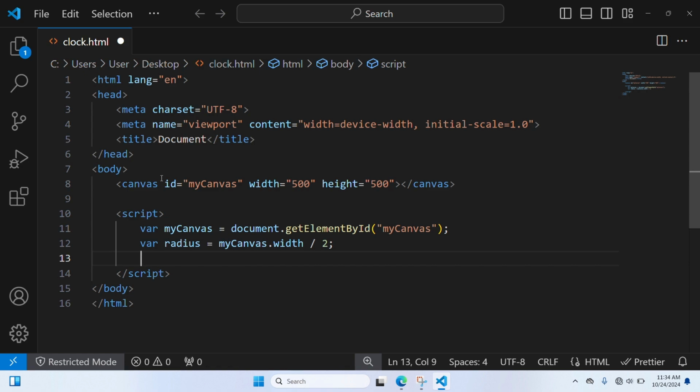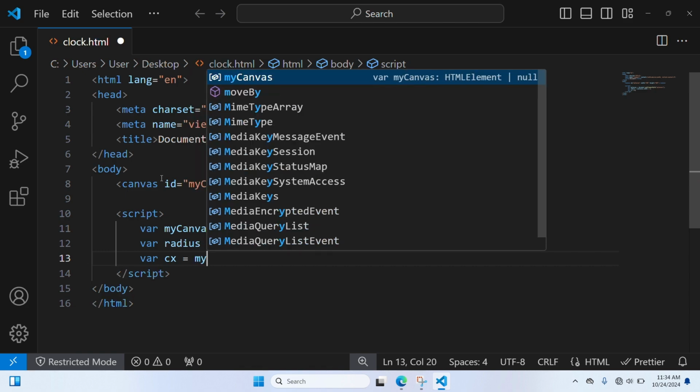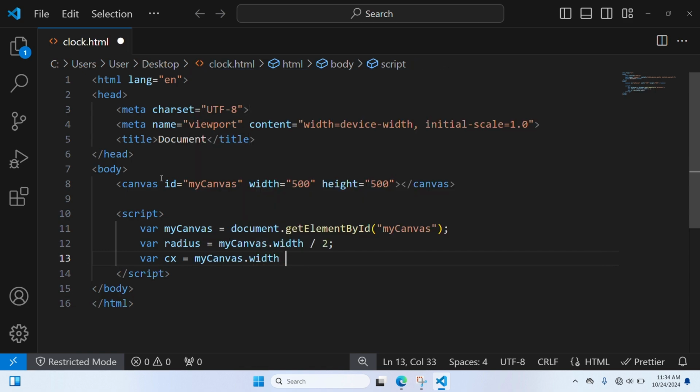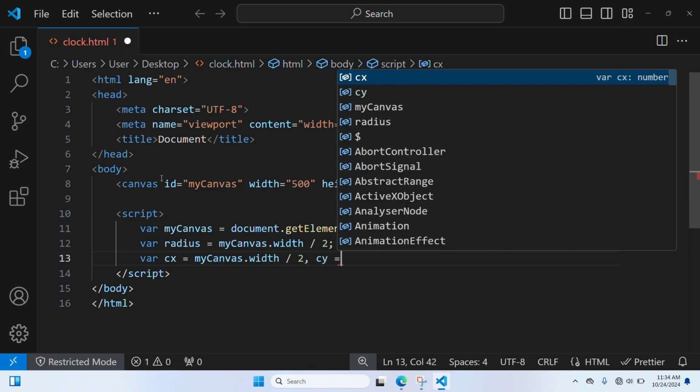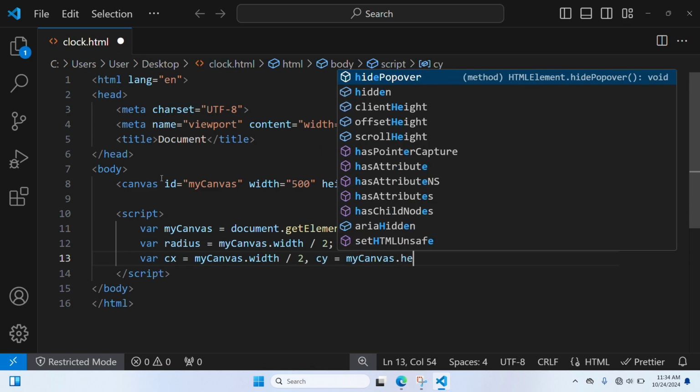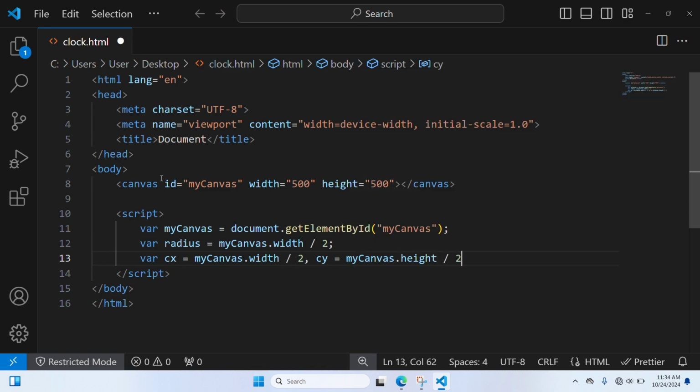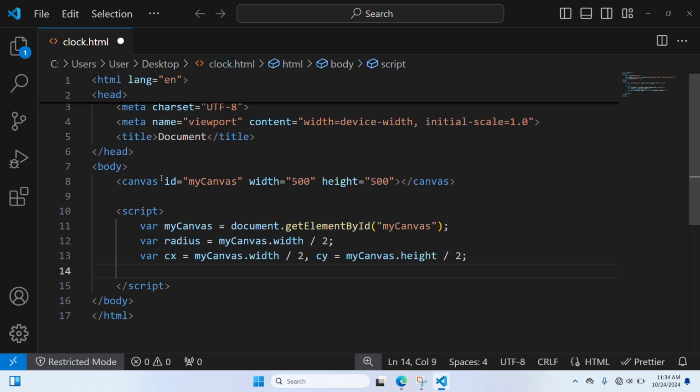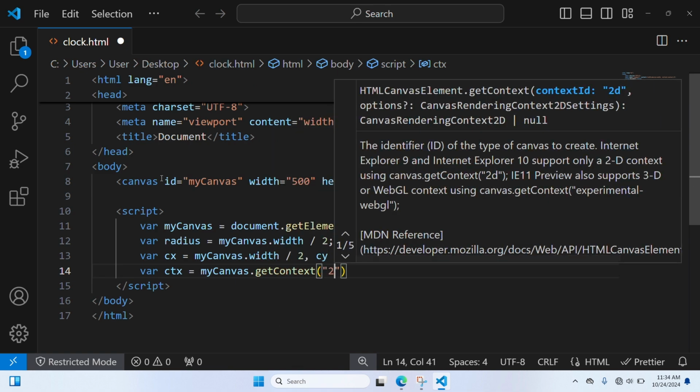Next, we will create two more variables, cx and cy, to store the center coordinates of our clock. So let's store cx is equal to myCanvas.width divided by 2. Similarly, cy is equal to myCanvas.height divided by 2. Next, we will add the getContext 2D method so that we will be able to draw on the canvas element. ctx is equal to myCanvas.getContext 2D.